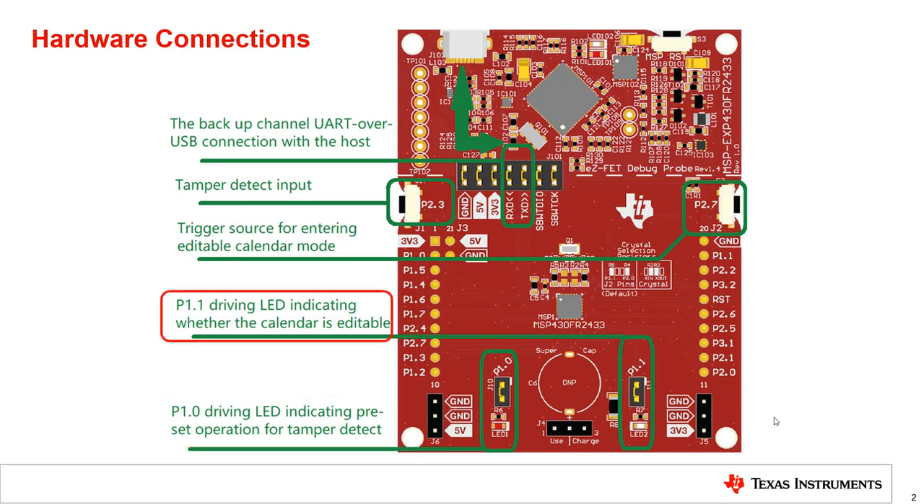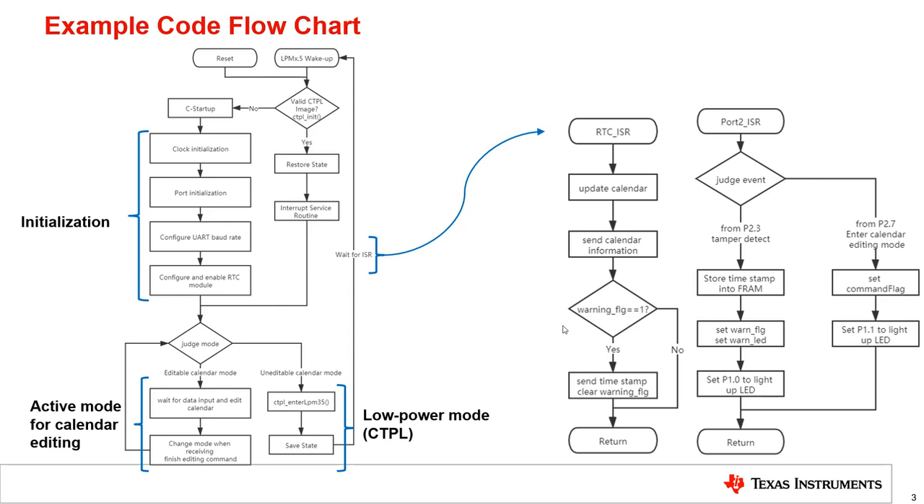Port 1.1 is used to control LED2. It indicates whether the microcontroller is in editable calendar mode. The backchannel UART over USB is used to communicate with the host GUI. Based on the above scenarios, we designed this example code.